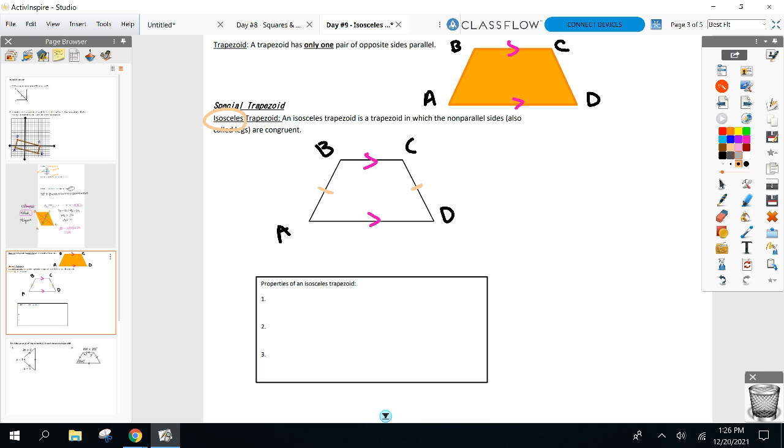And can we stop calling them non-parallel sides right now? They actually have a name. The congruent sides in an isosceles trapezoid are called the legs. All right, those are the legs, and that is your first property: legs are congruent.